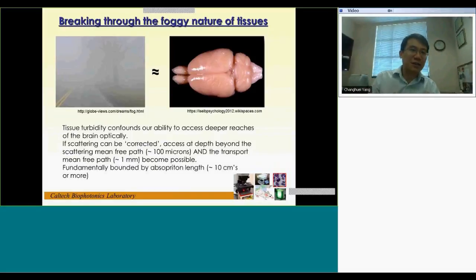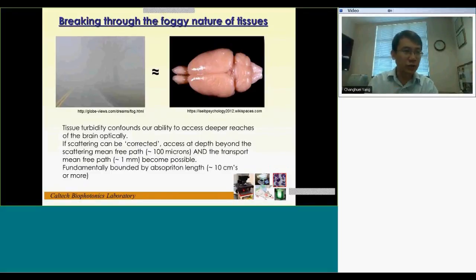I don't think this needs a lot of explanation. The reason it's very difficult to work with the brain using the optical light field is that tissue is very turbid in the context of optical wavelengths. That tissue turbidity confounds our ability to reach deeper into the brain using optical methods. The way people have been trying to address this has predominantly been to use longer wavelengths. The longer the wavelength, the less scattering you experience, thereby allowing you to reach deeper into the brain.